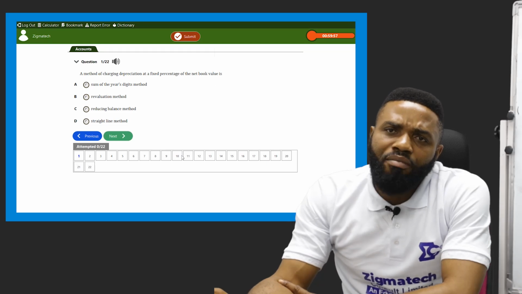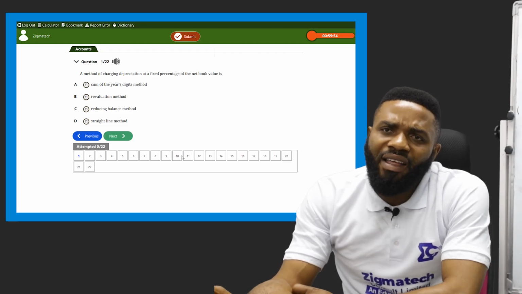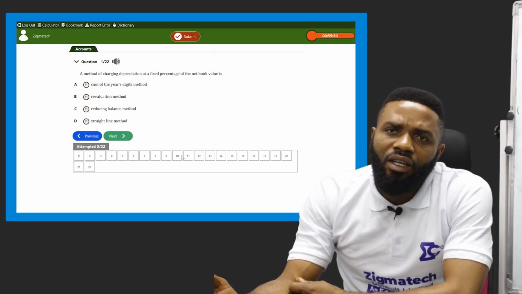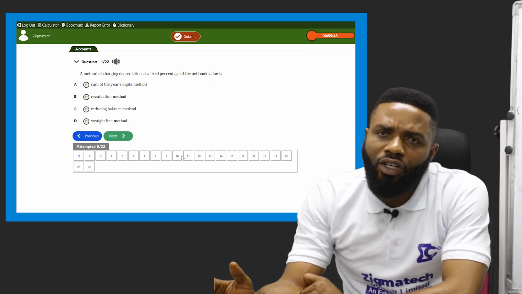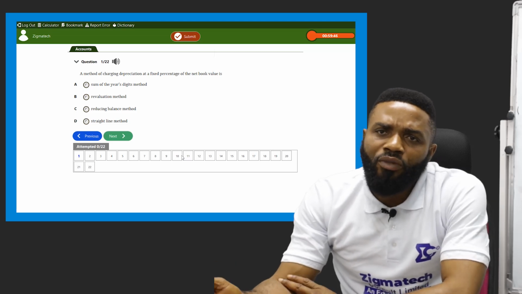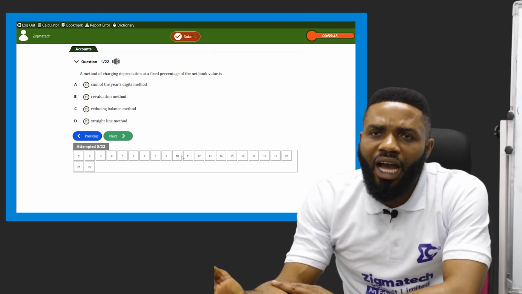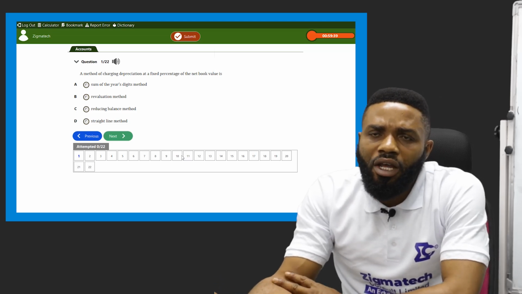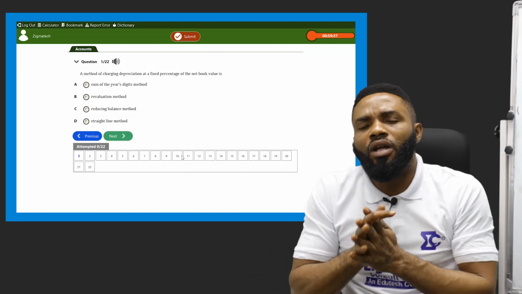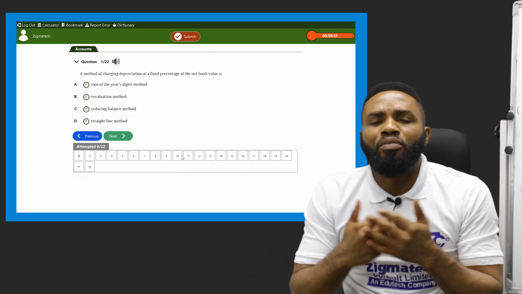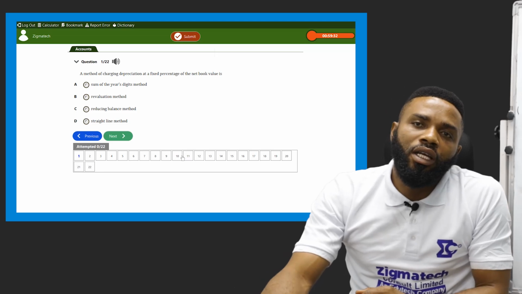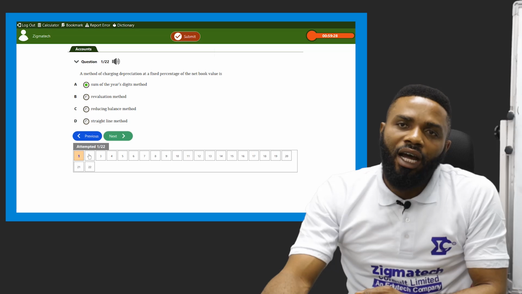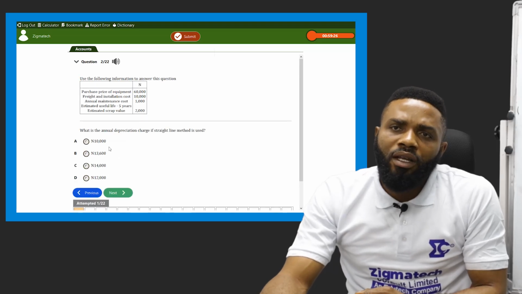They said that the method of charging depreciation at a fixed percentage of the net book value is number 1: sum of the year digit method, revaluation method, reducing balance method, straight line method. The answer is sum of the year digit method. Sum of the year digit method is the only method where depreciation is charged on the net book value of the asset. And then let's look at number 2.